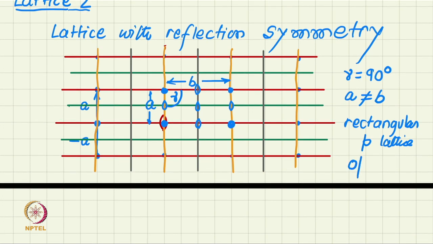symbol is oP, again the o coming from 3D orthorhombic. So, in the symbol, the name for the 3D lattice comes, but the 2D lattice has the name rectangular lattice, but the symbol oP.